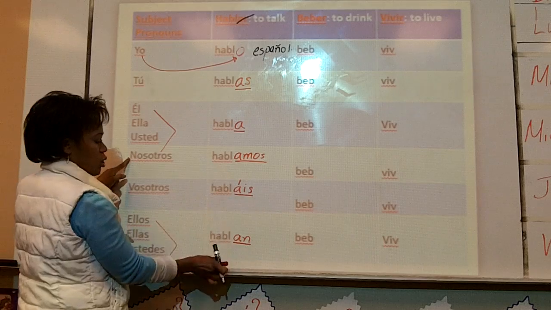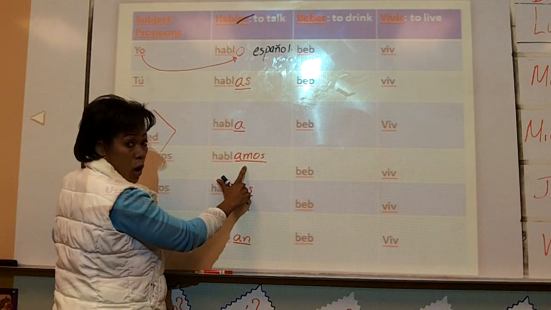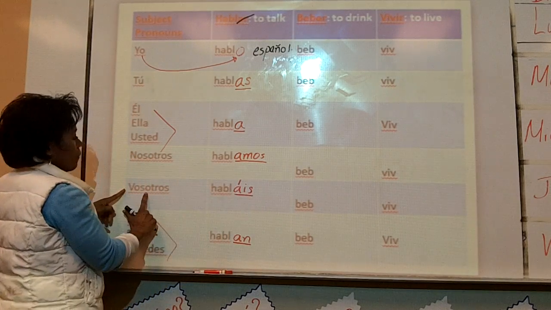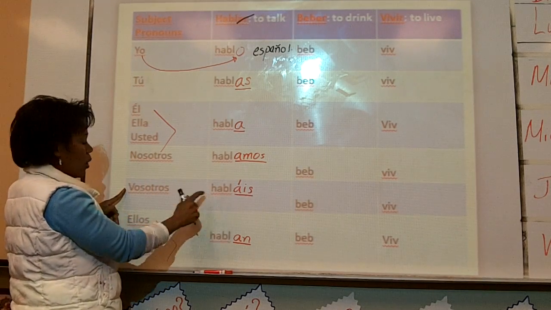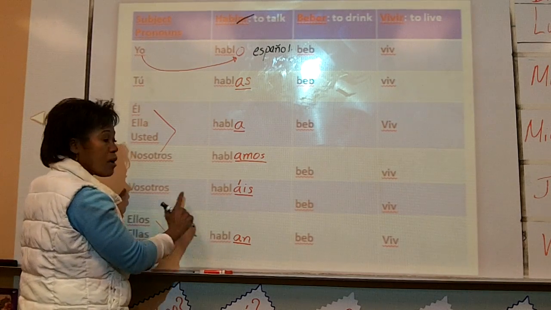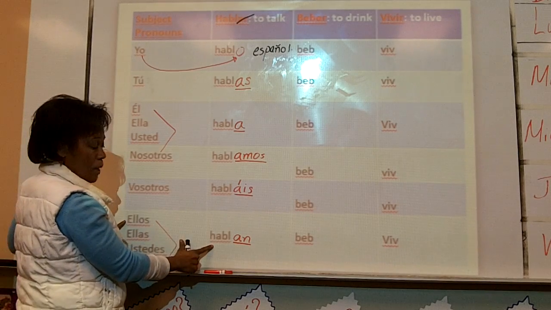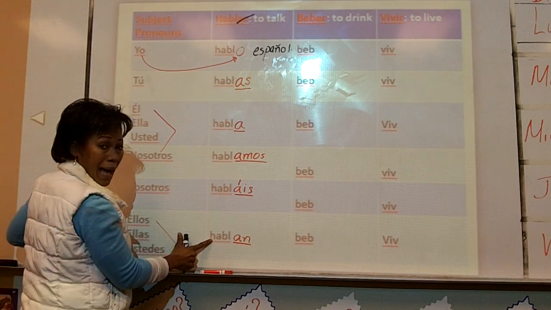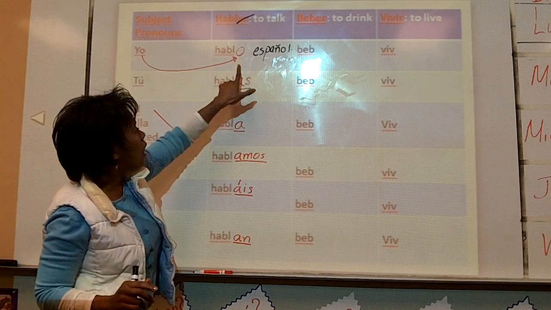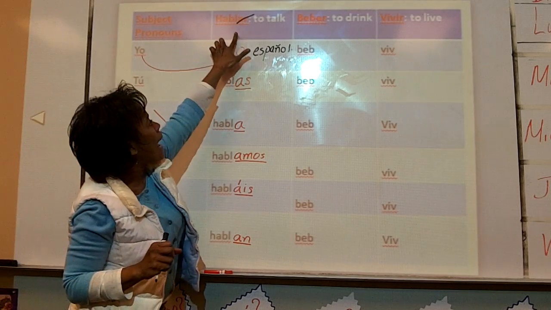Nosotros hablamos español, we are speaking Spanish or we speak Spanish. Vosotros habláis español, you all are speaking Spanish or you all speak Spanish. Ellos or ellas hablan español, they speak Spanish or they are speaking Spanish. So these are your endings or your conjugation for the verb hablar.